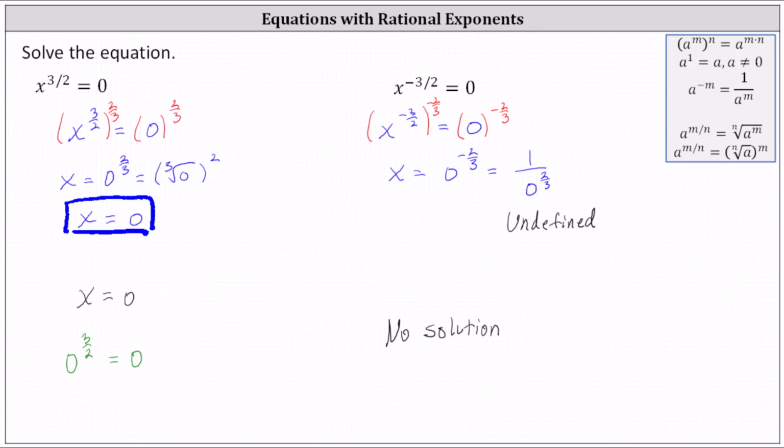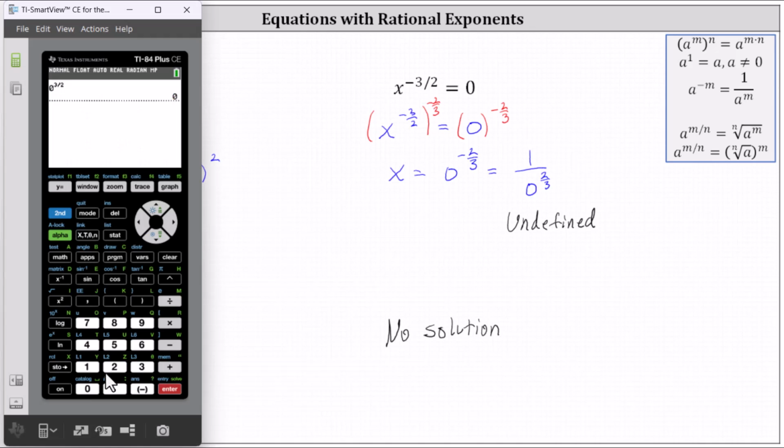And of course, if we want to, we can verify this on the calculator. If we enter 0 to the power of negative 2/3, notice we get an error, which verifies the value is undefined, as well as 1 divided by 0 to the power of positive 2/3. Again, we get an error verifying the quotient is undefined and the equation has no solution.